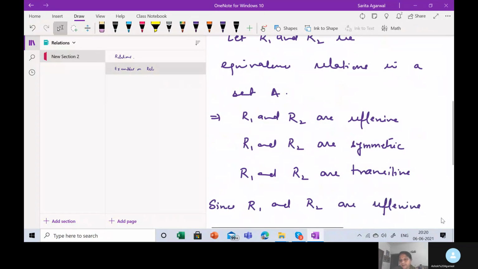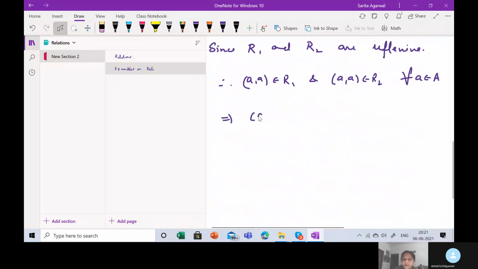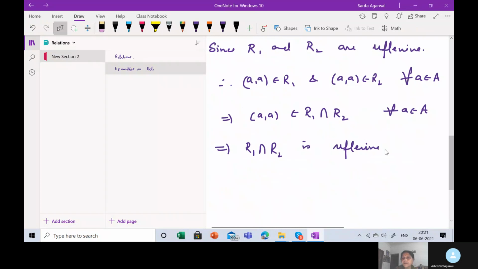therefore (a, a) belongs to R1 and (a, a) belongs to R2, for all a belonging to A, which means that (a, a) belongs to their intersection for all a belonging to A, and which means that R1 intersection R2 is reflexive. Right? This is our first point.